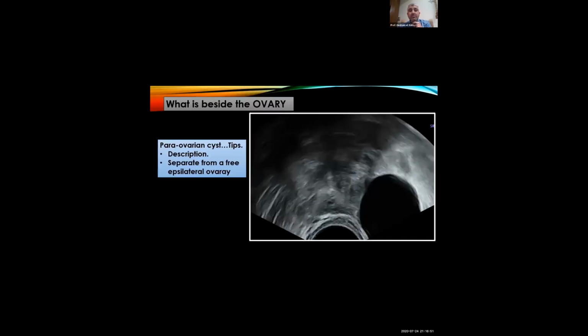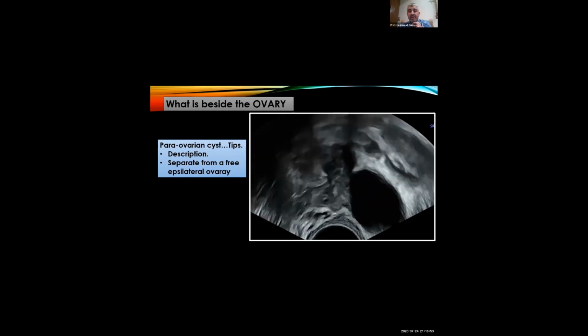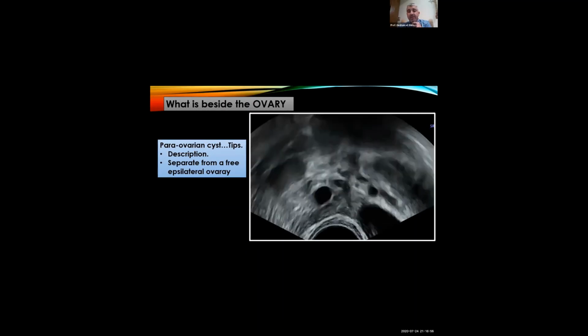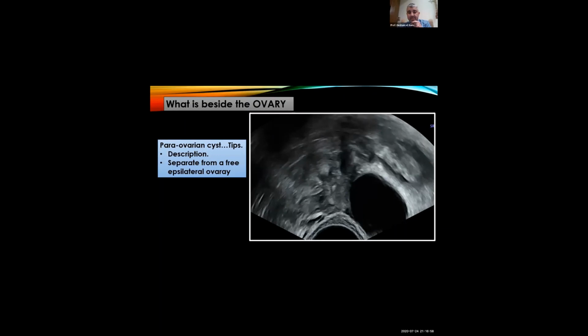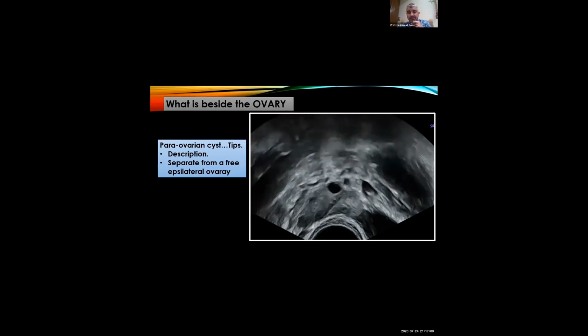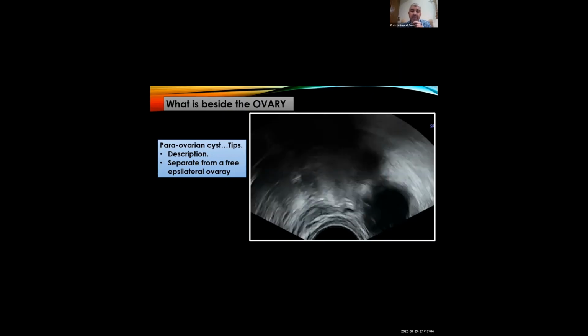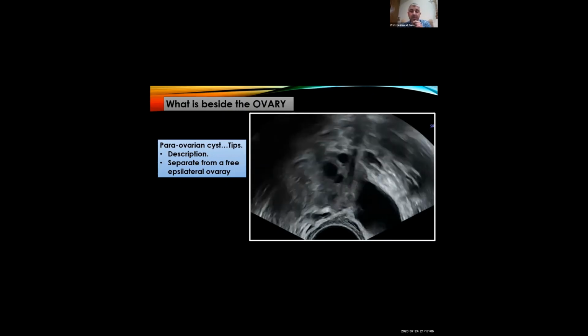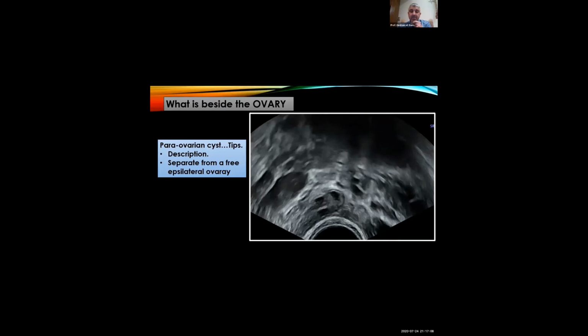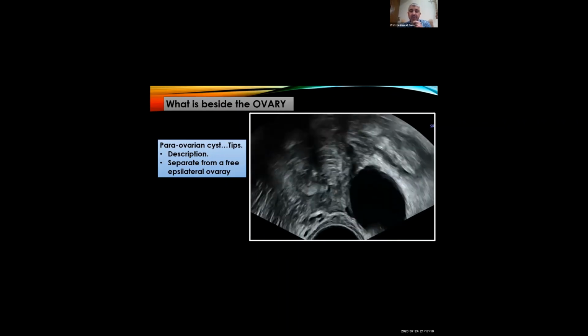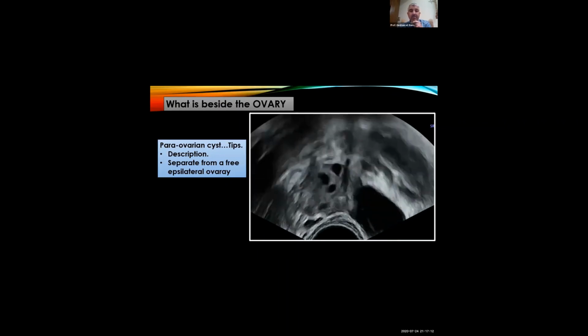Things beside the tube, you could see a paraovarian cyst, and the tip with the paraovarian cyst is you have to push between the cyst and the ovary, and if they are separate from each other, then this is a unilocular simple paraovarian cyst. You usually see it with a thin wall, no Doppler flow, and there is no solid content, or sometimes there is a very small solid content inside that is not vascular.